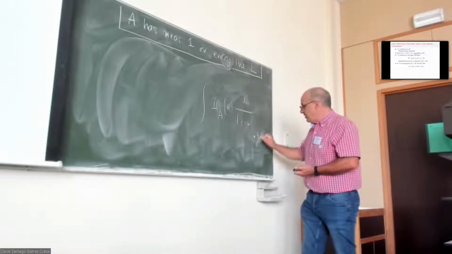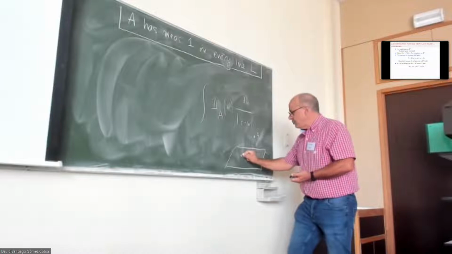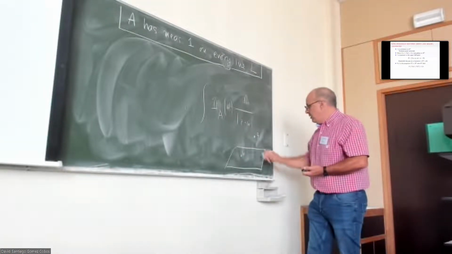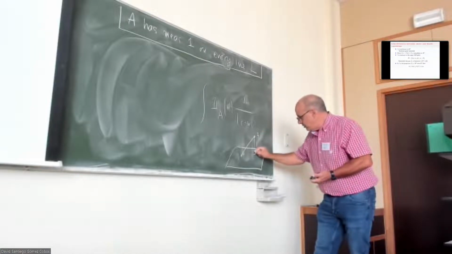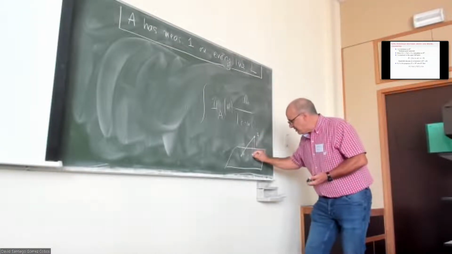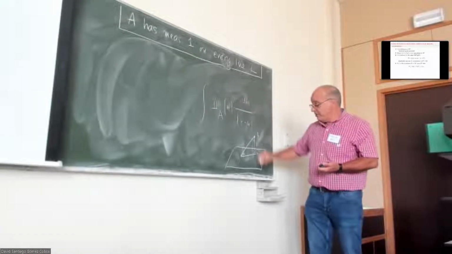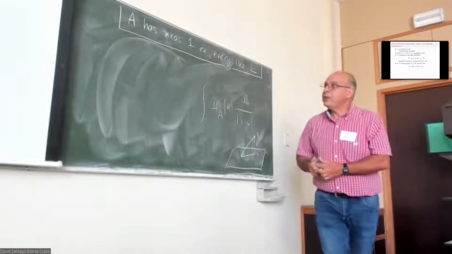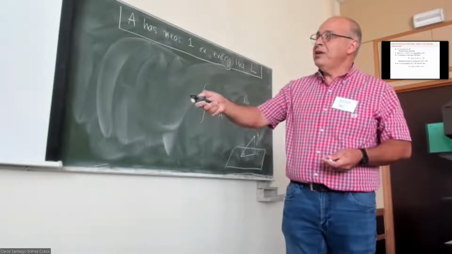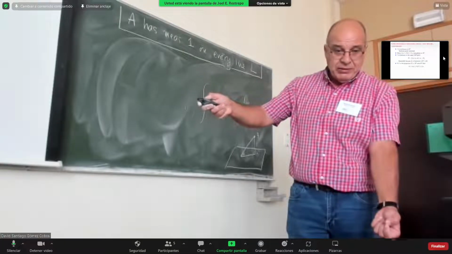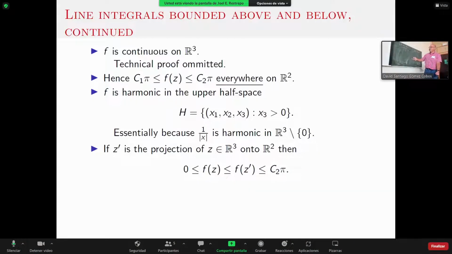So here is z. This is the plane where A sits, and this is the point W in A. This is this distance. If you project it down, z prime, this distance gets smaller. So the function gets larger. Okay? So f of z prime is larger than f of z, but f of z prime is on the plane. So by the previous result, it's bounded by c2 times p.